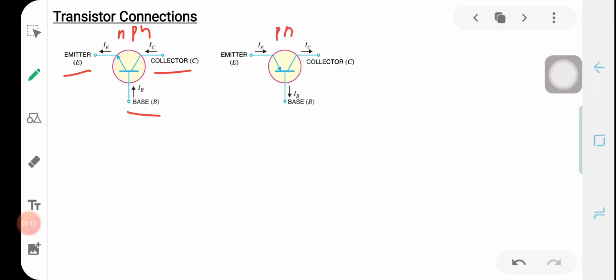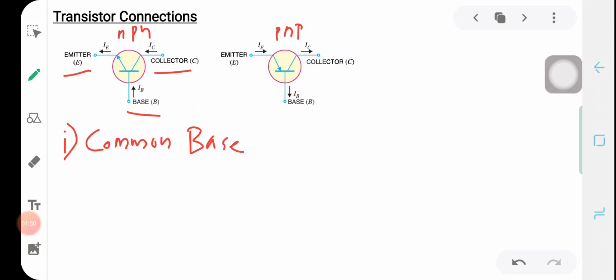PNP transistors respectively. So now, since the transistor has only three terminals, to connect a transistor in a circuit we need four terminals, so we will make one of the terminals common to both input and output. Depending on this, we can classify the transistor connections into three categories. One is called the common base configuration or common base connection.